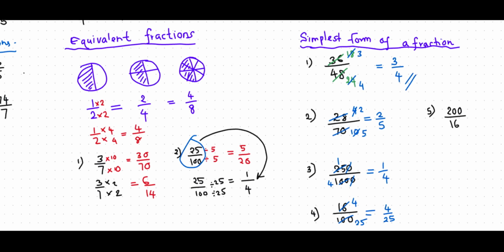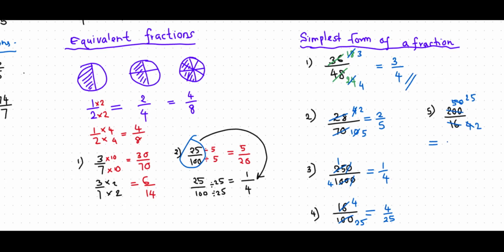Can divide by 4. This is 4 times 4. This is 4 times 50. Again can cancel by 2. 2 times 25. 2 times 2.